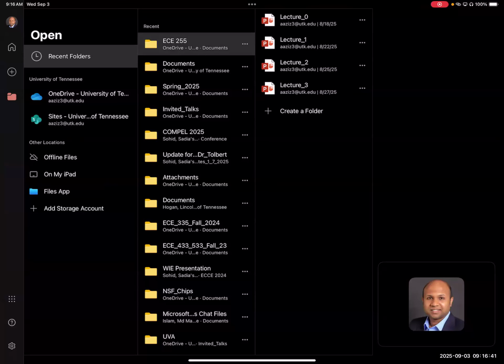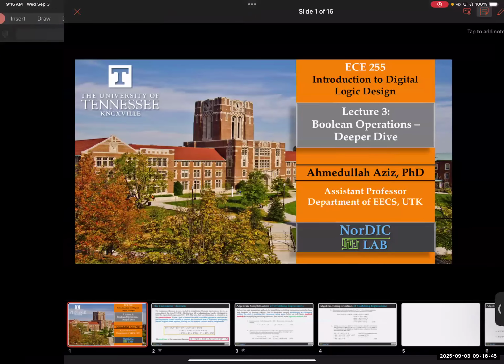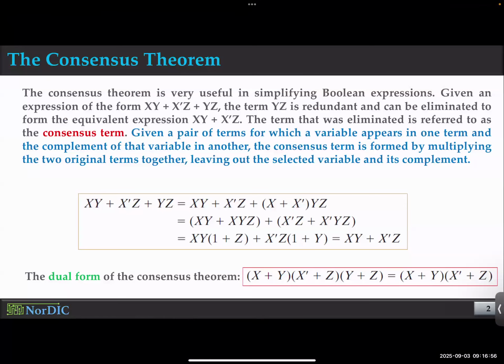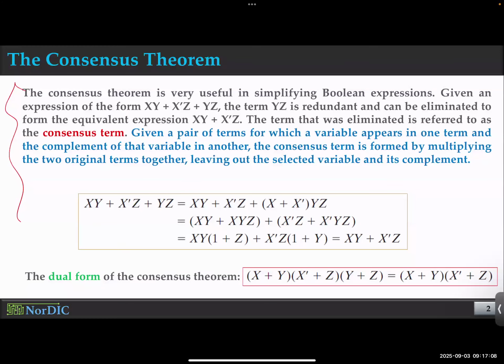Okay. So last Friday, we started a deeper dive on Boolean operations, right? We started discussing some additional concepts about Boolean operations and optimization. The first thing that we talked about was the consensus theorem. I know it's been a while, so I will give you a 30-second overview of that. You can go through the detail later at home, but let me try to draw something here.